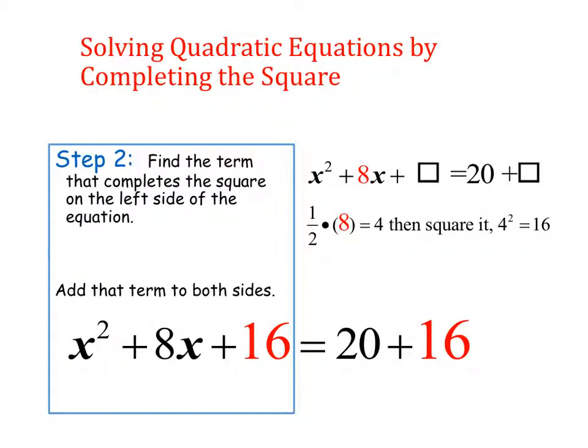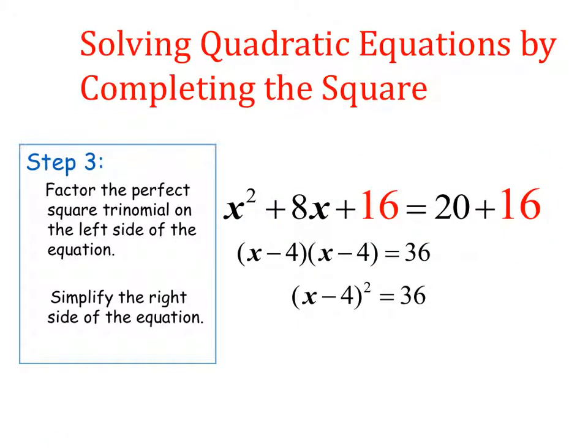Step 2 says, now that we've moved the 20, we have a missing term here. So we must complete the square to find that missing term. Completing the square says take half of your b term, which is 8, and half of 8 is 4, and then we square it and get 16. So the missing term here and here is 16. So we want to make sure that we add that term to both sides.